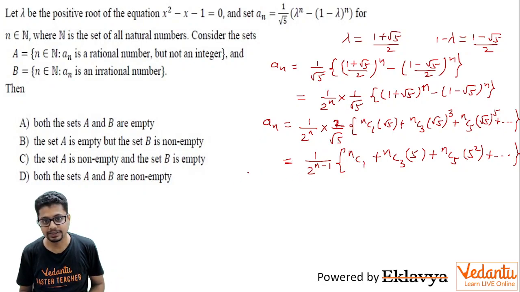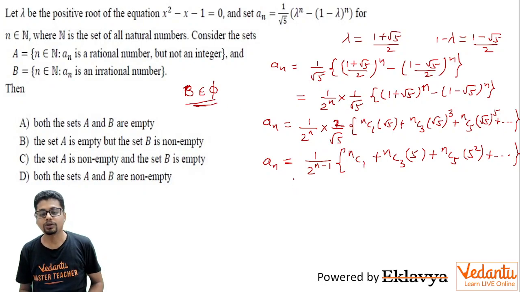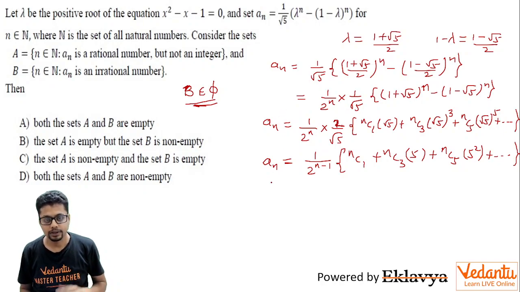That means set B belongs to phi; it is an empty set. Why? Because there is no natural number n for which an would be irrational. You can clearly see that. Now we are sure that an is rational for all natural numbers n. Now whether there is any n for which an is rational but not an integer, let's explore.